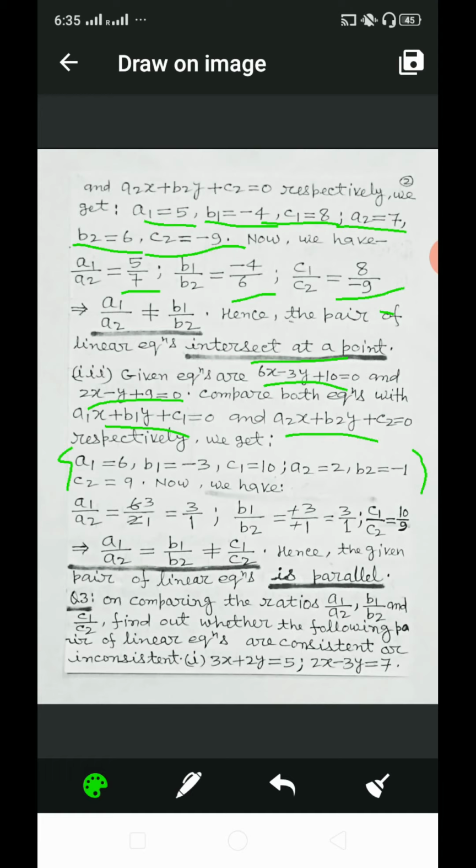Now we have a1 by a2 equal to 6 by 2, and this is equal to 3 by 1. b1 by b2 equal to minus 3 by minus 1, this is equal to 3 by 1. c1 by c2 equal to 10 by 9. We compare the above ratios, we get a1 by a2 equal to b1 by b2 not equal to c1 by c2. In that case, we can say that the given pair of linear equations is parallel.